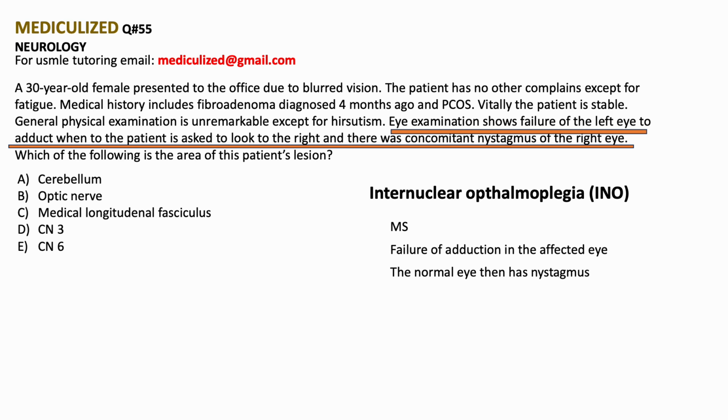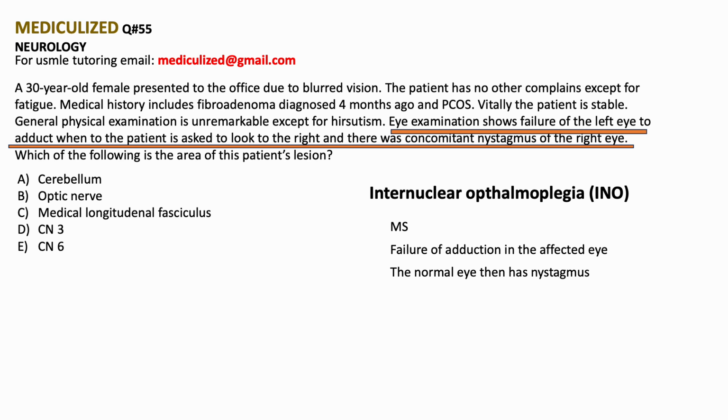A, cerebellum, wrong answer. Usually they will give you other features of cerebellar dysfunction. They can give you nystagmus here, but the nystagmus is very specific. It only occurs when you tell the patient to look to the right. Also, cerebellum has other features, like they can have ataxia, for example, or dysdiadochokinesia. So the cerebellum here is a wrong answer.